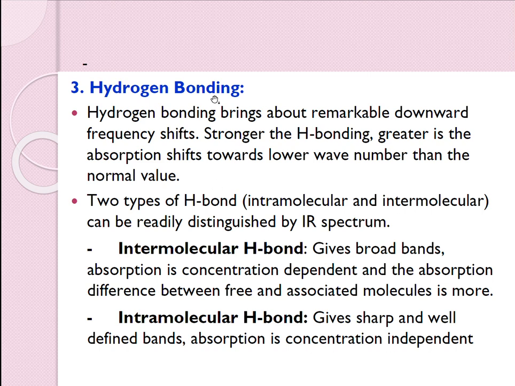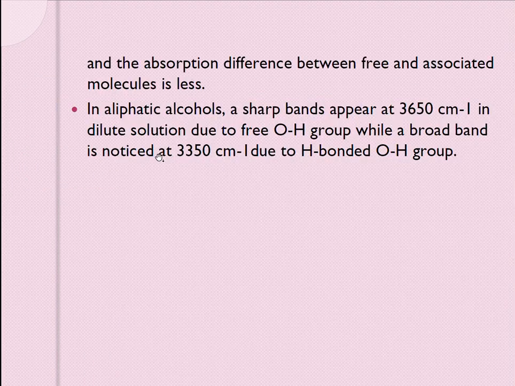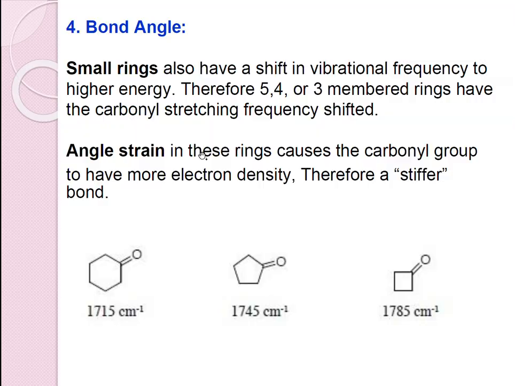So you can easily understand that for the presence of hydrogen bond, there usually occurs a shift of the frequency, or the peak. The absorption difference between the free and associated molecule is less. In aliphatic alcohol, a sharp band appears at 3650 in dilute solution due to the free hydroxyl group, while a broad band is noticed at 3350 per centimeter due to the hydrogen bond of the OH group.